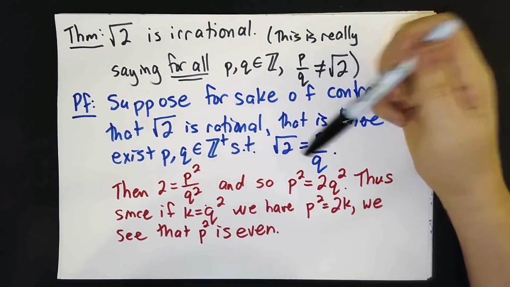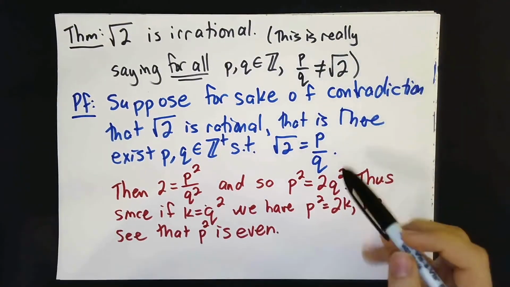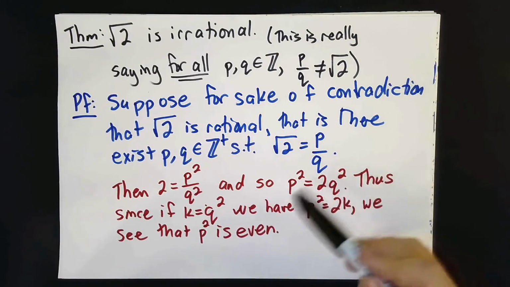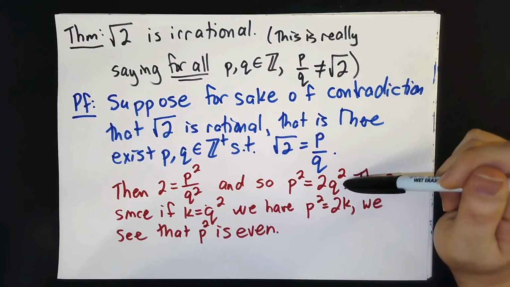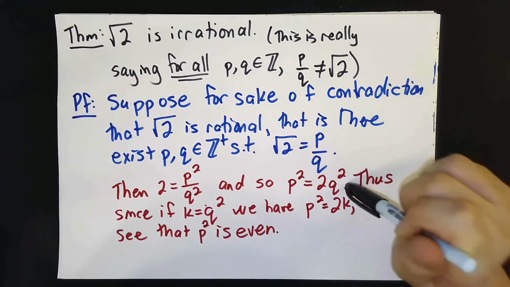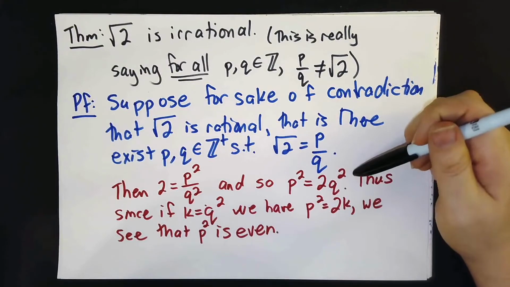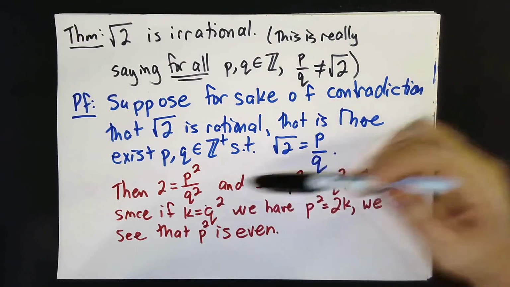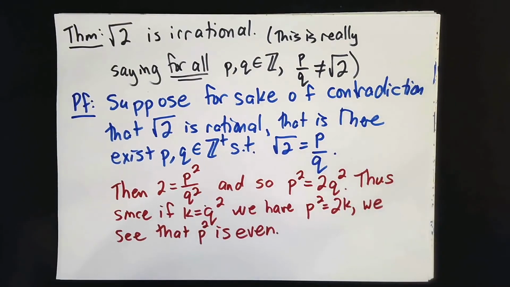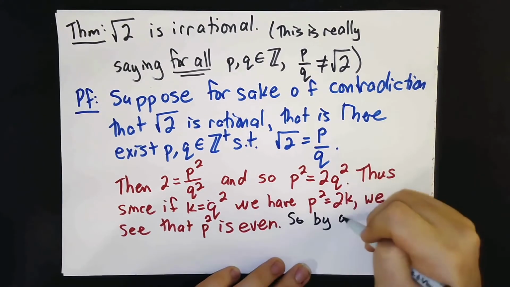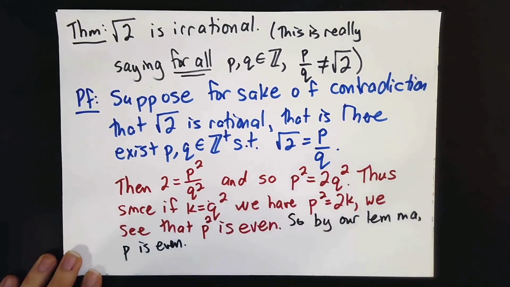Okay, so we squared both sides, and so now this is an identity, this p squared equals 2q squared. This is an identity of integers instead of real numbers. And I every day prefer to work with integers than real numbers. So that's better. And so we've shown that p squared is even, because we could go ahead and let k be q squared here. But now, since p squared is even, by the lemma we just proved p is even.